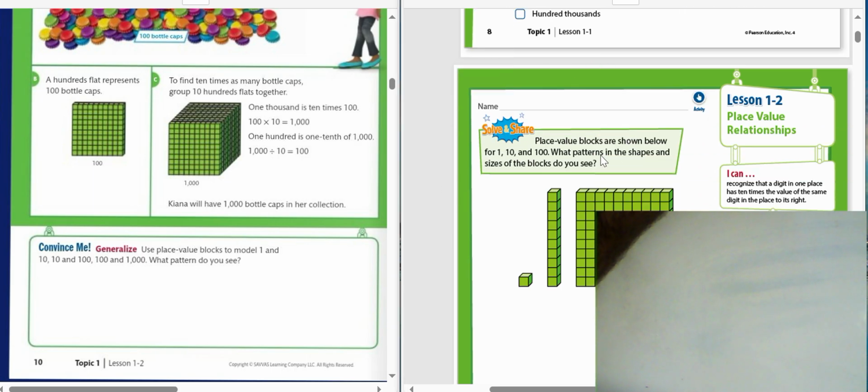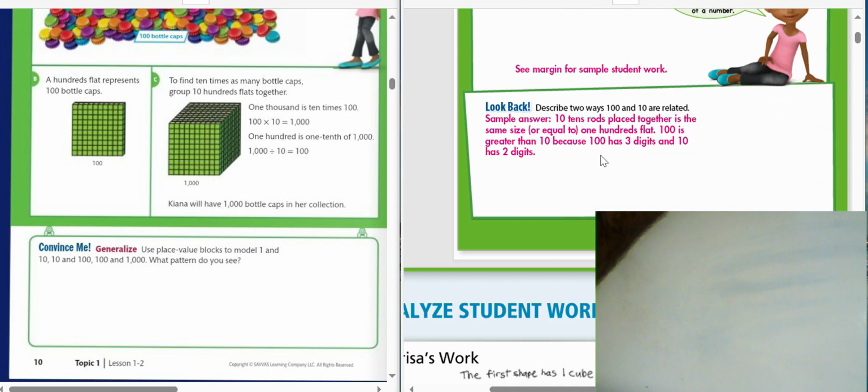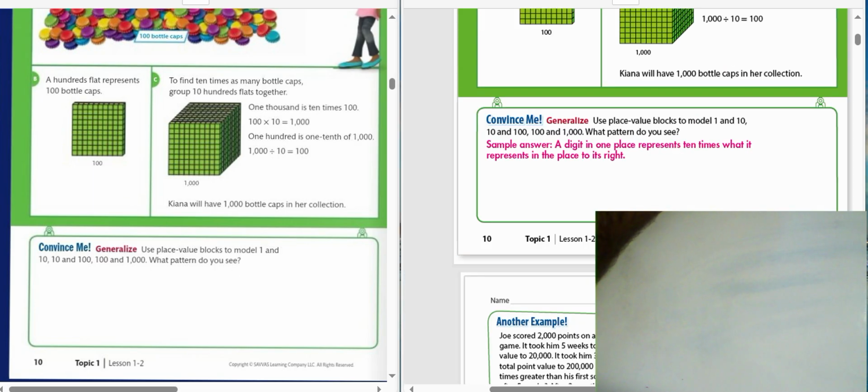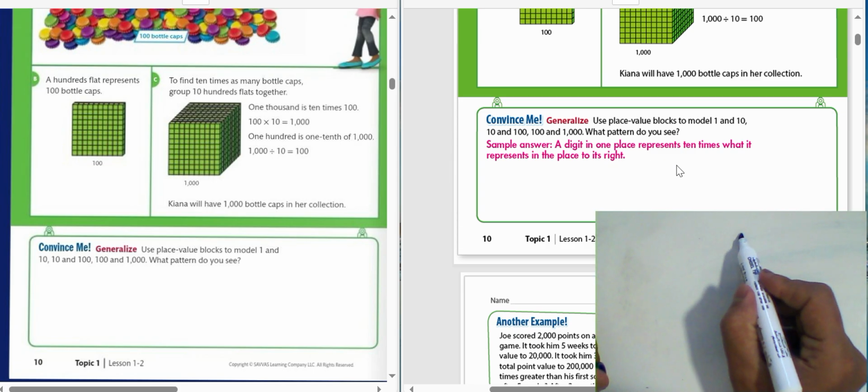Next question here, we want to use the place value block model for 1, 10, 100, and 1000. What pattern do you see? The simple answer here: we can write that a digit in one place represents 10 times what it represents in the place to the right. Understood?